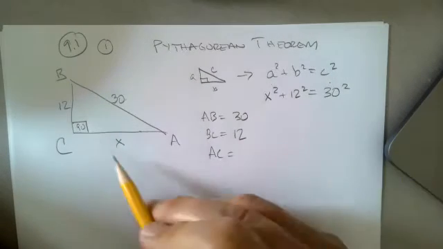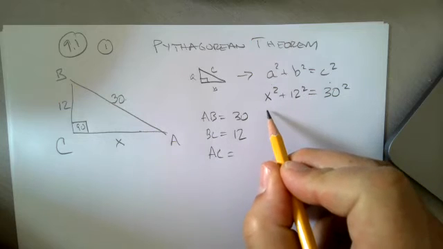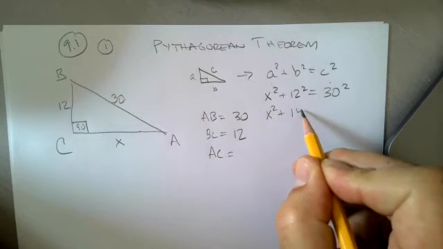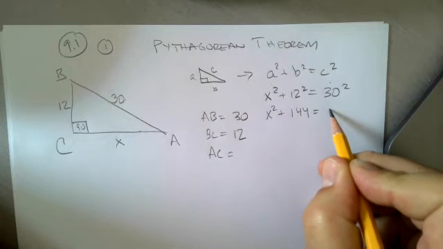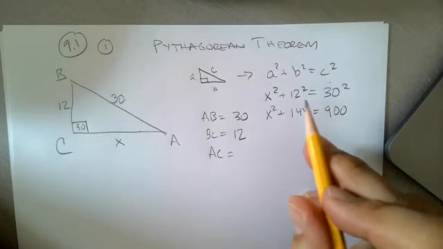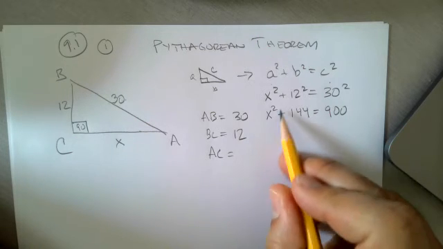Now, this is one where it's asking for the length of the leg. This is the setup, and then I'm going to solve it. I can't do anything with x squared. I can square 12 and get 144. I can square 30 and get 900. Squared, of course, means times itself. And then I'm going to solve for x.